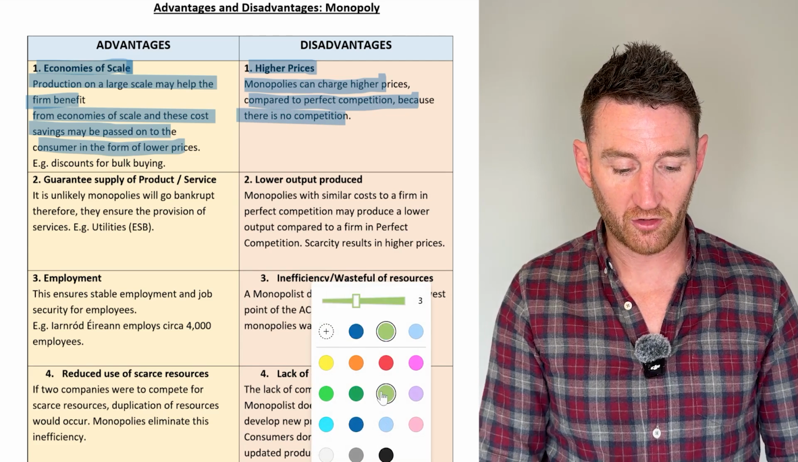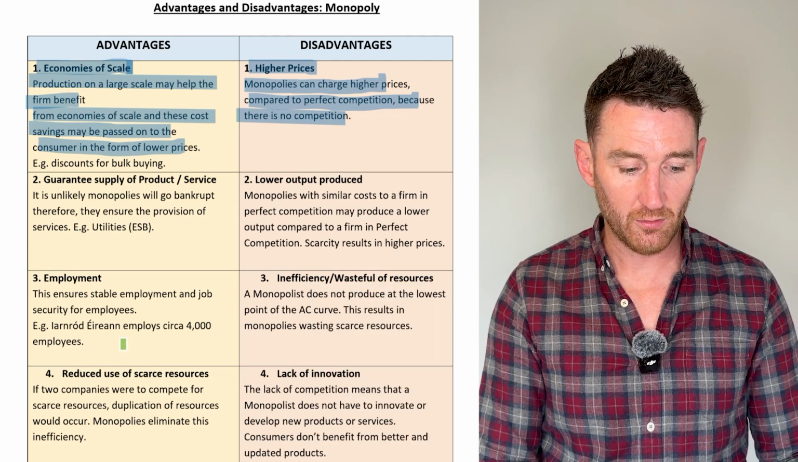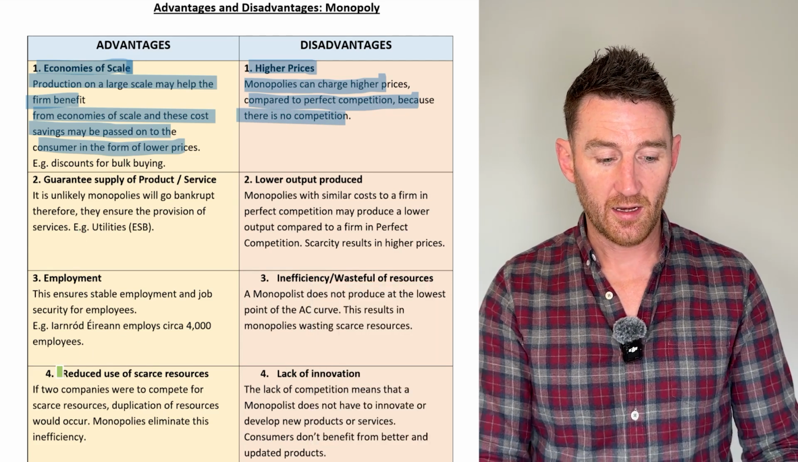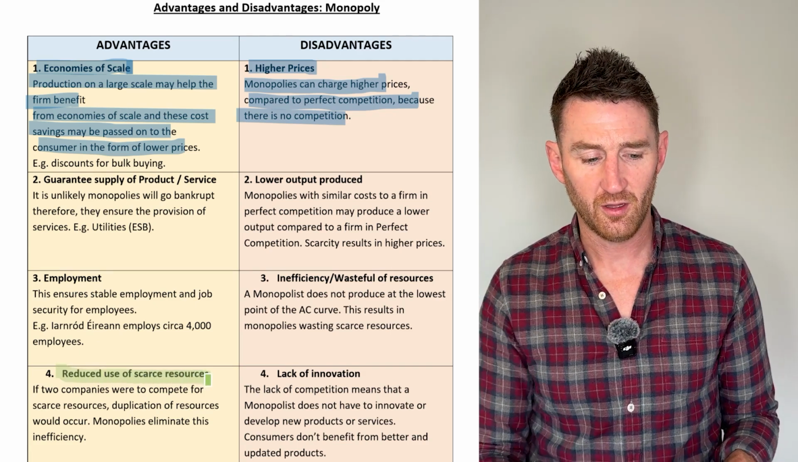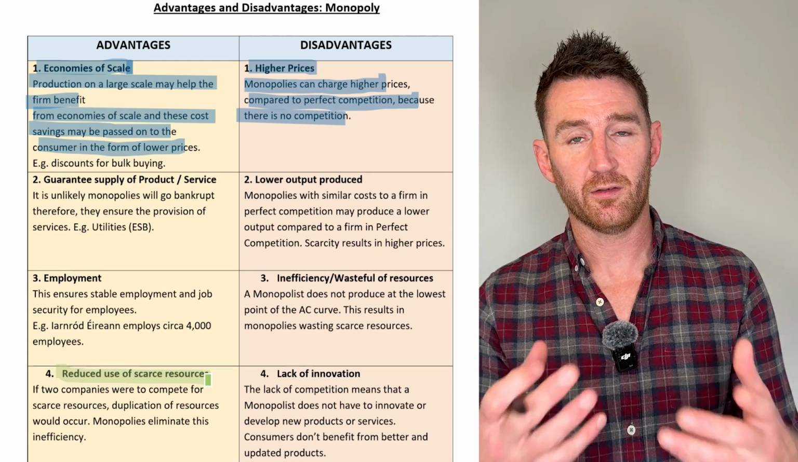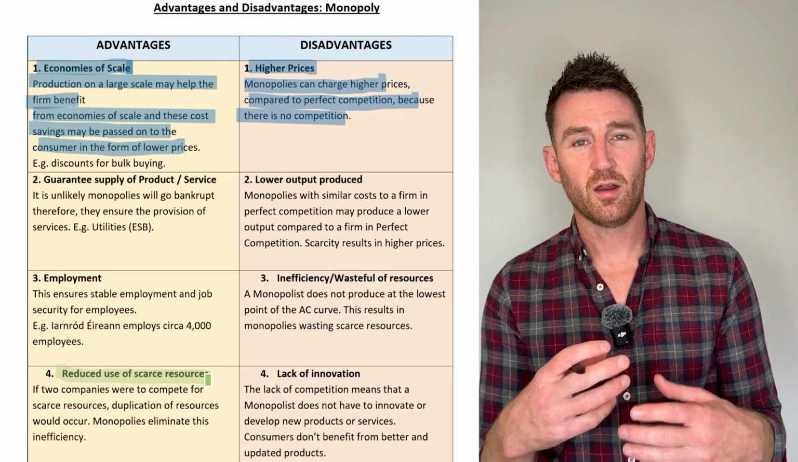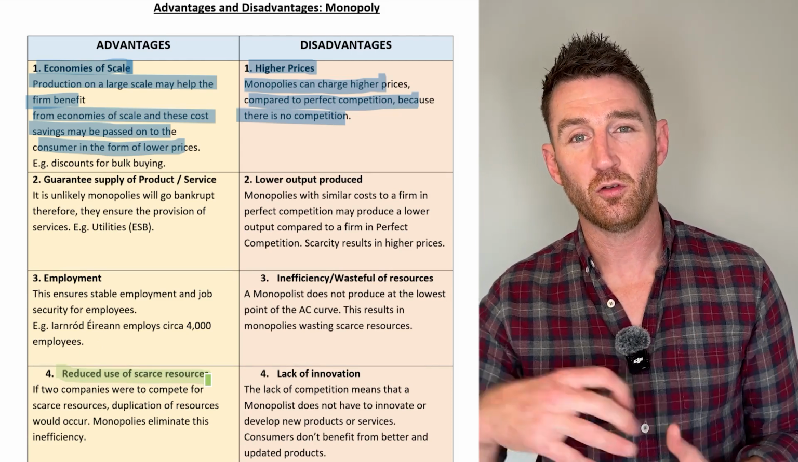The next point then to show you is if you look at point number 4 down here, it says that monopoly will lead to reduced use of scarce resources, and that's an advantage. So the reason it's seen as an advantage, or the reason why it's really saying that this is an advantage compared to other market structures.